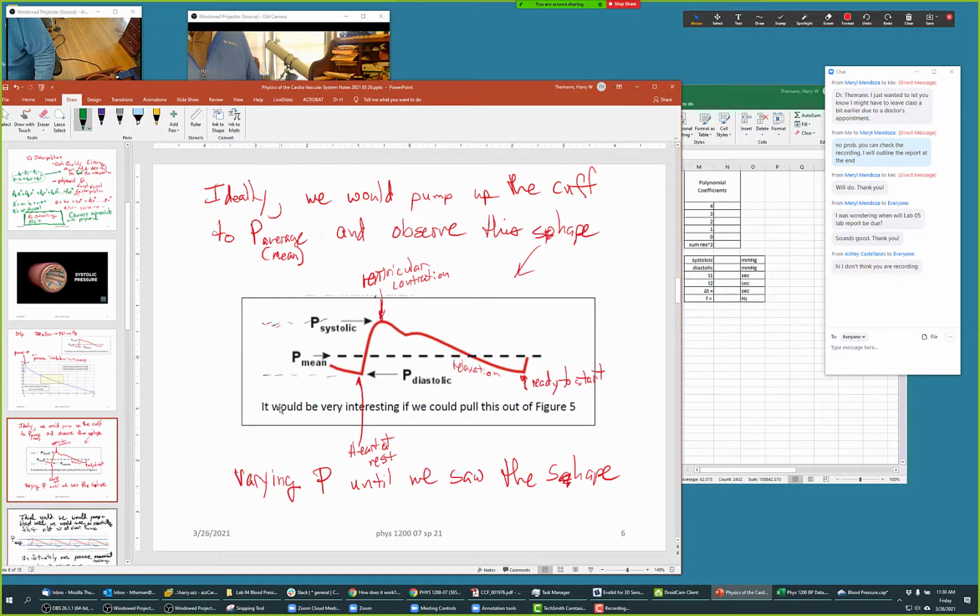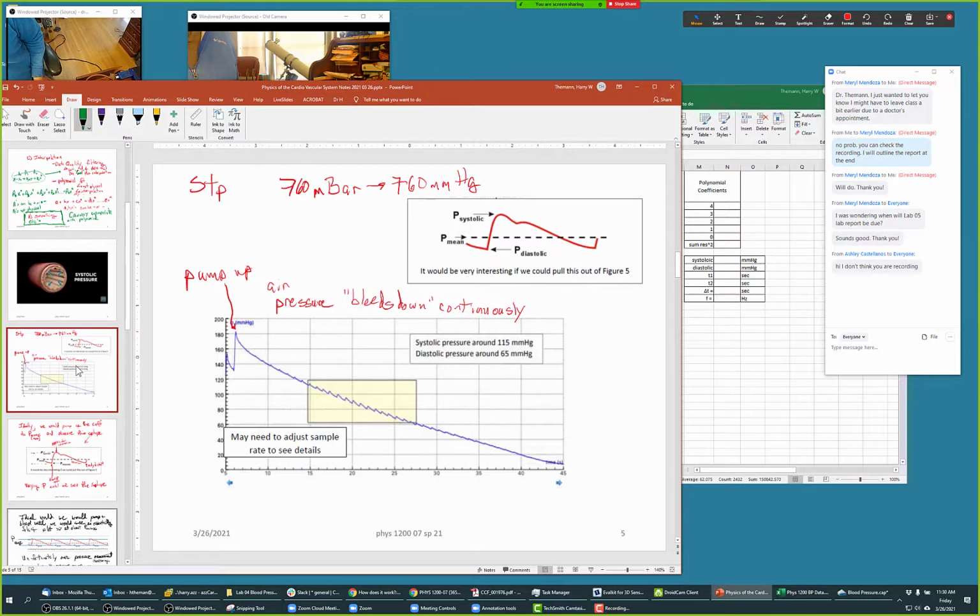And you see this note I put here, and it's in the lab manual too. It would be interesting if we could pull this out of figure 5, and that's what this is up here. And this is my big revelation over the weekend. Oh yeah, and by the way, the units are millimeters of mercury.